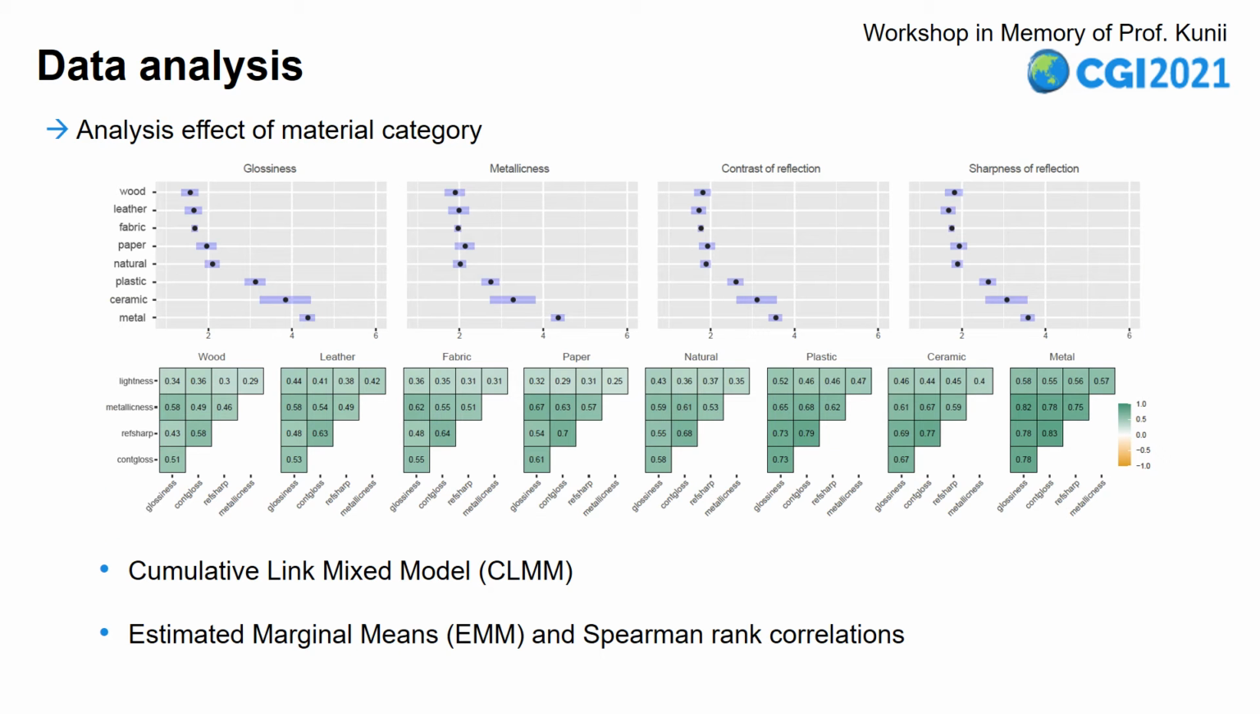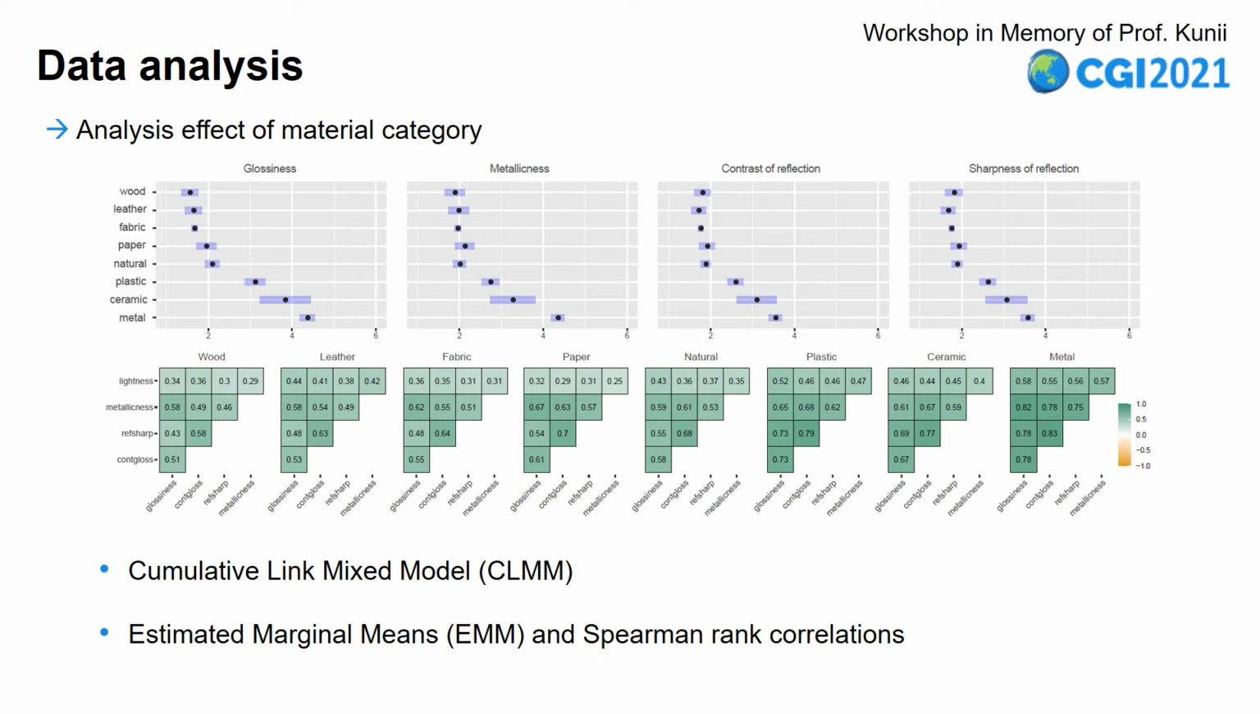For data analysis, we use a cumulative link mixed model that is tailored to handle the ordered nature of Likert items and avoids treating these variables as quantitative. For post hoc analysis, we use estimated marginal means with Bonferroni correction for multiple comparisons, and the outcome of this analysis is shown in the upper row.